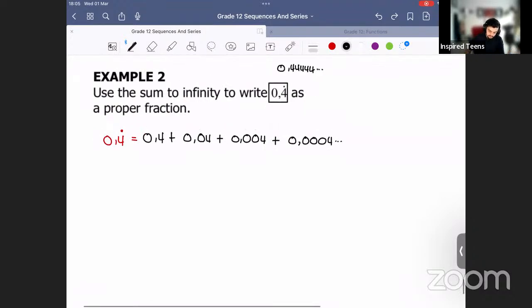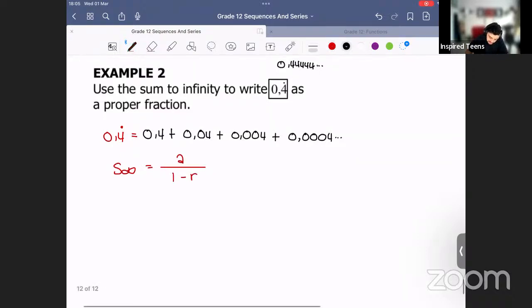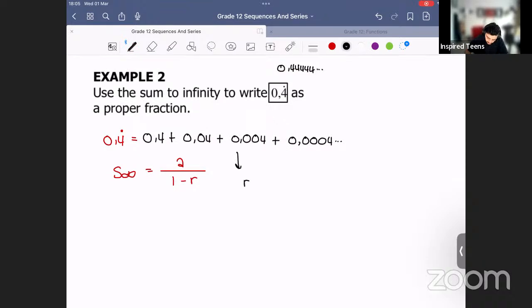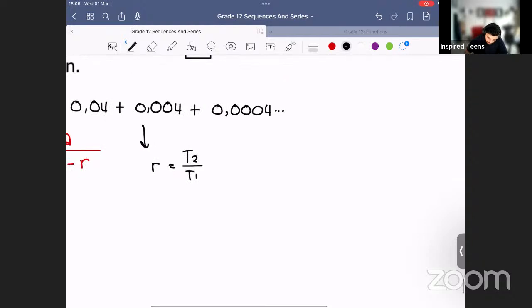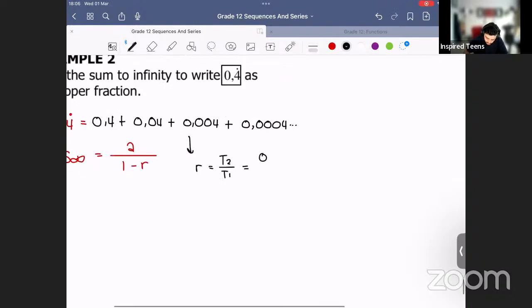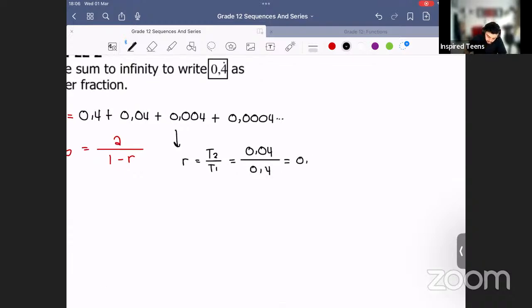Okay. So this is it written as a sum pattern. Remember, the sum to infinity can be written as a over 1 minus r. We can actually get r for this pattern. r is equal to T2 over T1 or T3 over T2 and so on. In my case, my second term is 0,04 and my first term is 0,4. When you simplify this fraction, you get 0,1. So we know that r is equal to 0,1.